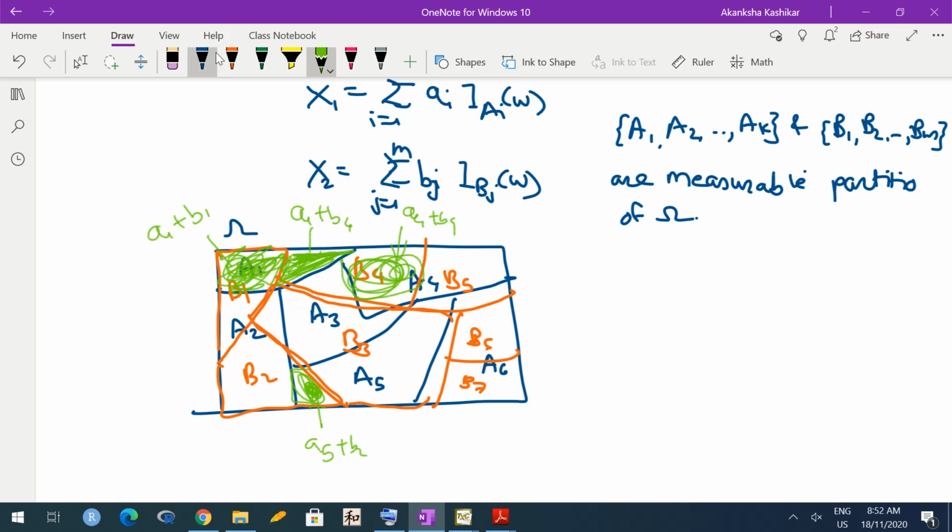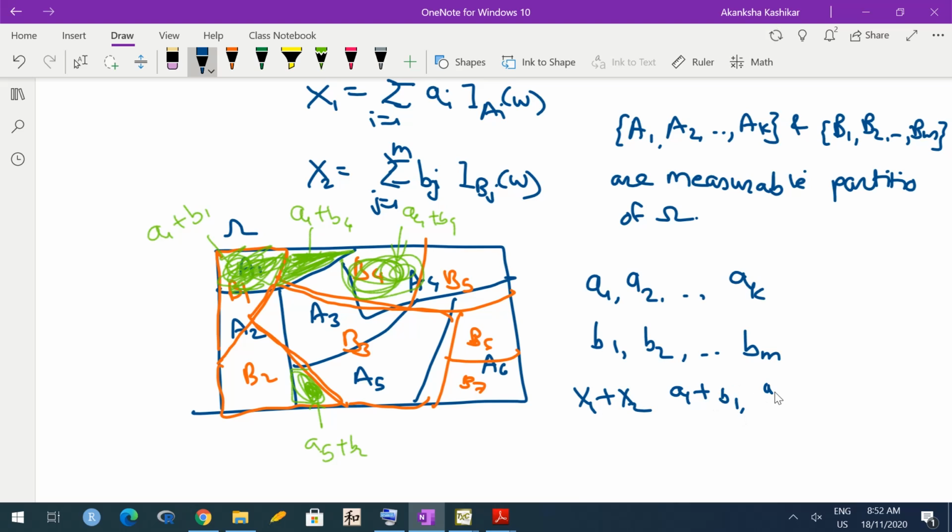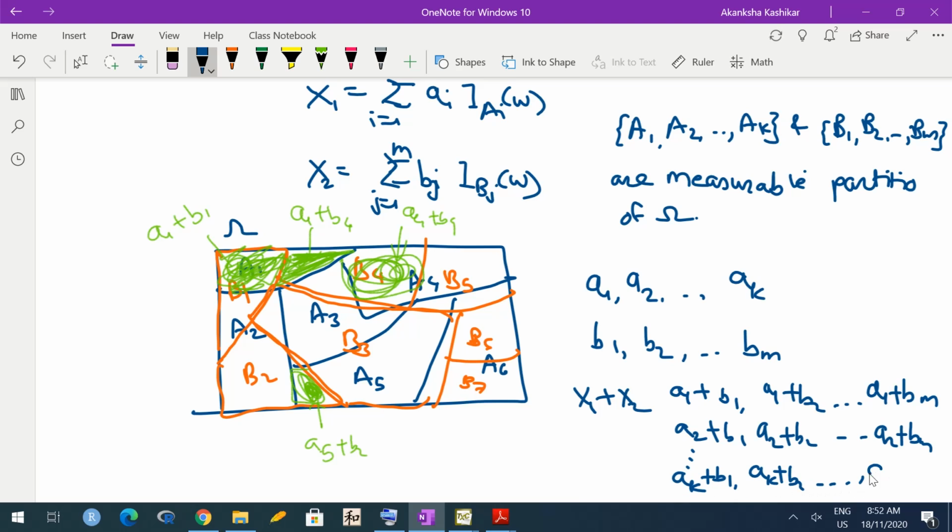Even though for x1 I had a1, a2, up to ak, k distinct values, and for x2 we had b1, b2, up to bm, m distinct values, now for x1 plus x2 we are going to have combinations. a1 plus b1, then a1 plus b2, and so on up to a1 plus bm, then a2 plus b1, a2 plus b2, and so on up to a2 plus bm. This goes on till ak plus b1, ak plus b2, up to ak plus bm. So we have k into m possible values, and how are they defined? It depends on which ai and which bj the omega is in. So basically we have to talk about intersection.